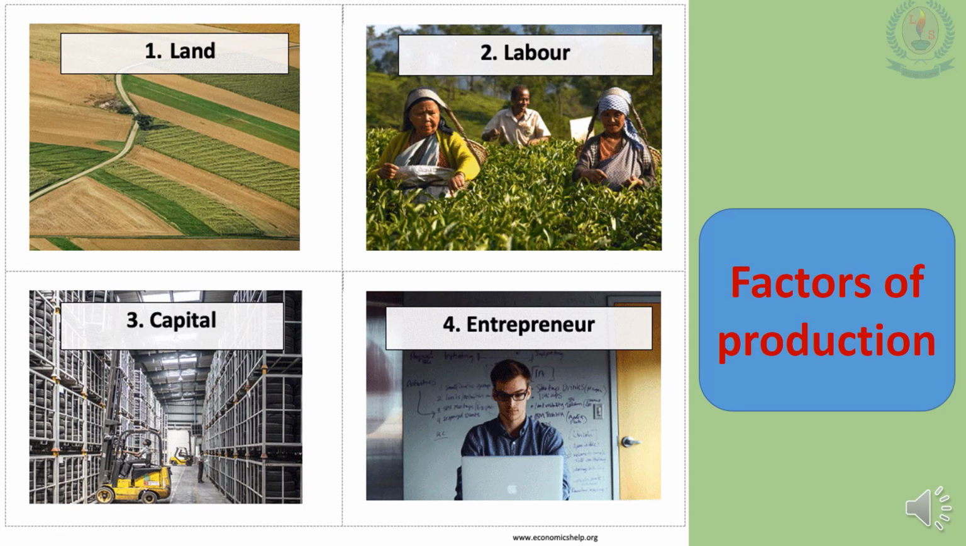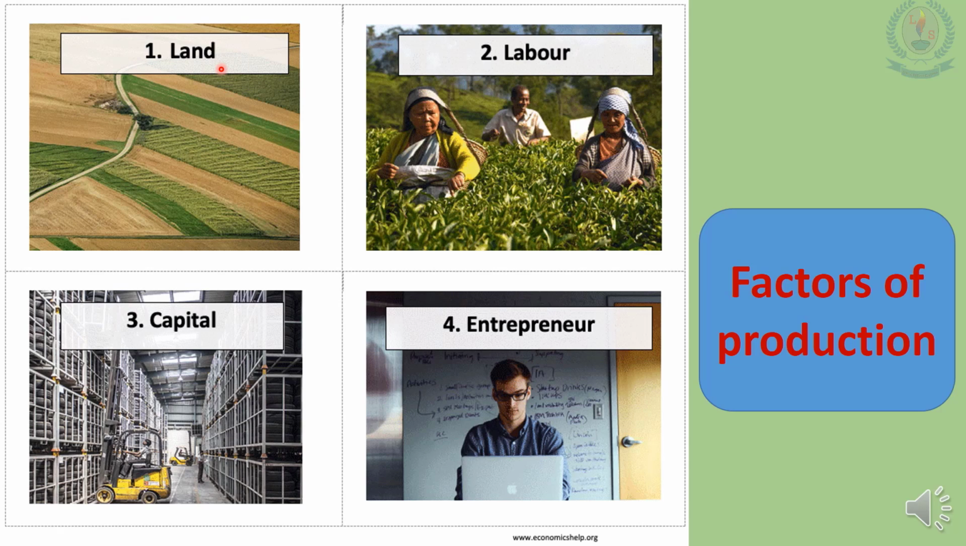Here also, factors of production. By looking at these pictures, you can identify what the factors are. Go through the first one. This is the land, that is the first factor. Second, labor. Then third, capital and entrepreneur. Those are the factors of production.